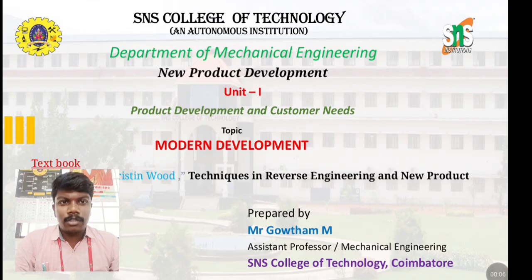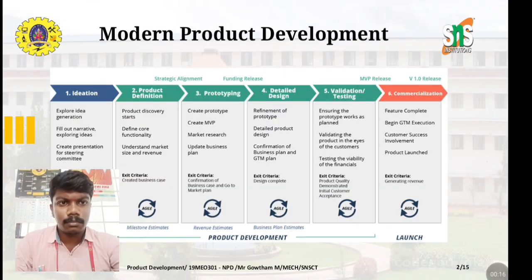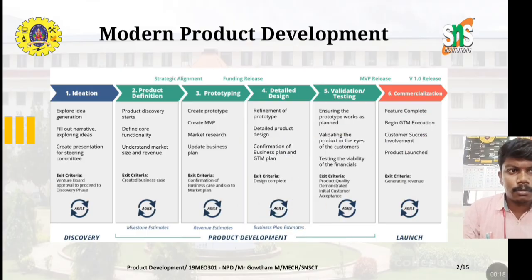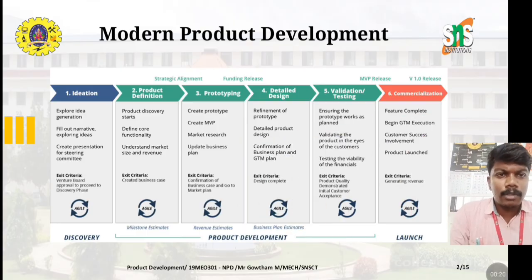So today we are going to see a topic which comes under the new product development subject, in the subtopic of modern development. Here are some of the modern product development processes in standard ways. First one is ideation, second is product definition, next is prototyping, then followed by detailed design and validation and testing, then followed by commercialization.